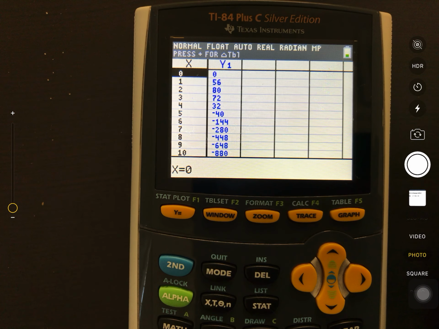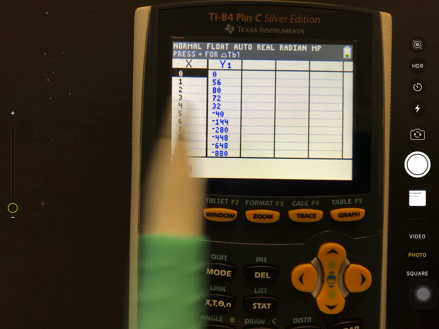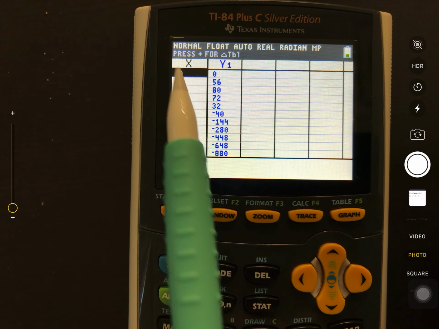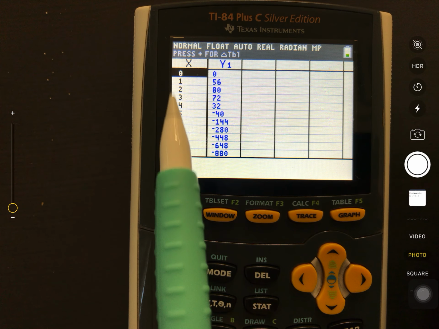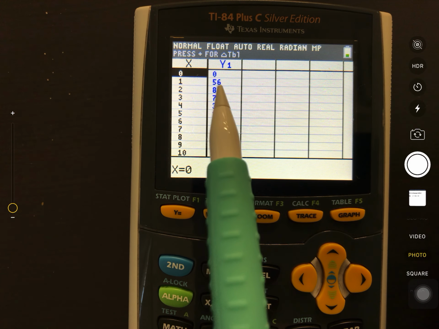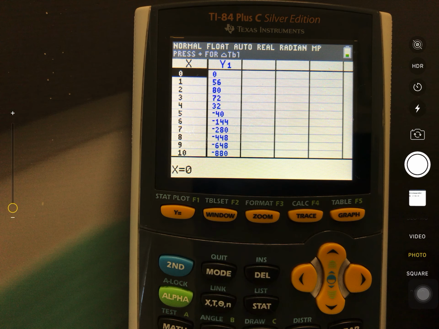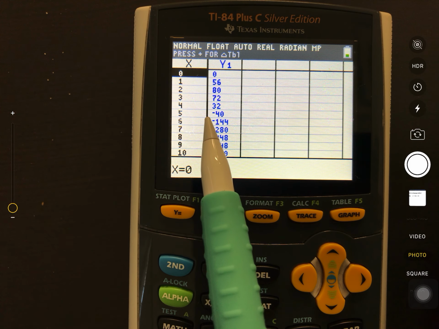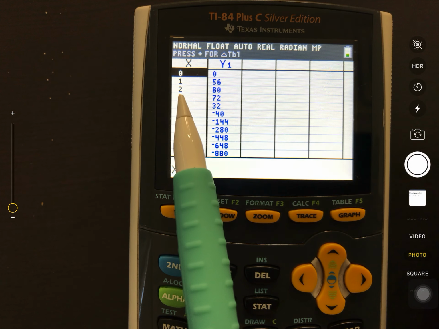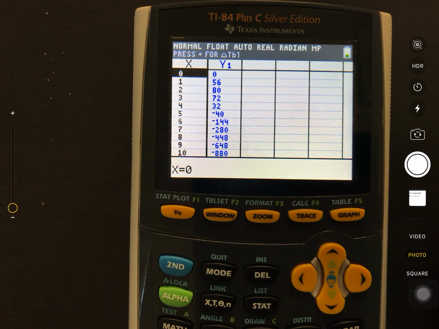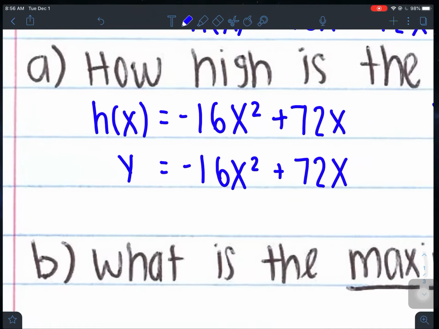Now the question was, how high is the T-shirt at 2 seconds? Remember, seconds is time, so we're looking for 2 in the time column. Time is x, so we're looking for 2, and at 2 seconds, the T-shirt is 80 yards high, because y is our yards, it's our height now. Or you could say at 4 seconds, it's 32 yards high, but they wanted to find 2 seconds, so that's how we got 80. Okay, moving on to the second part.